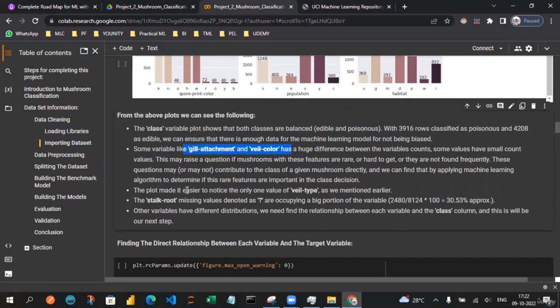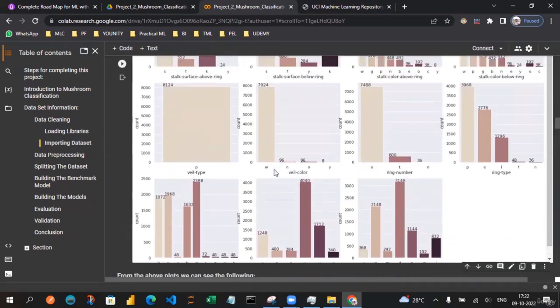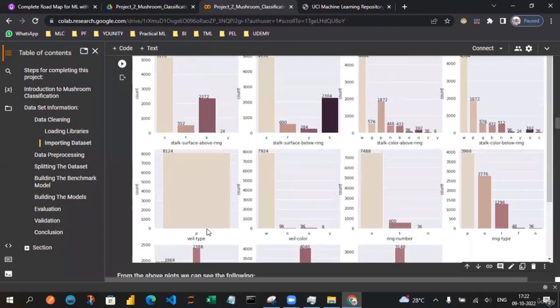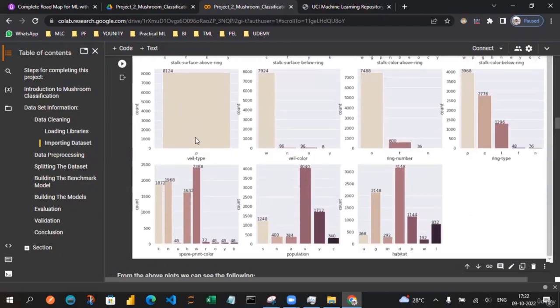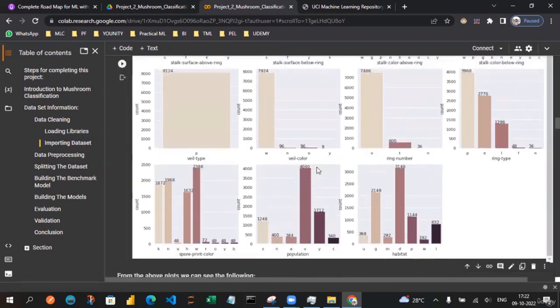And the plot is made easier. Notice that the veil type, as mentioned earlier, is very low, right? So veil color, yes, veil type is very low. So we can ignore this kind of column in model building and the pre-processing steps. At that time it needs to be deleted, right? And also the stalk root missing values are denoted as a question mark. We already dealt with that.